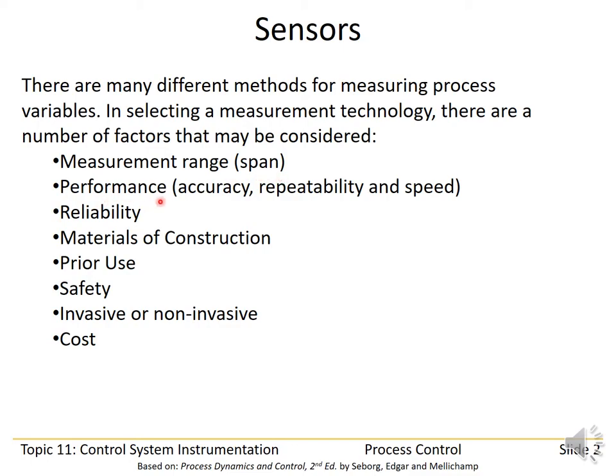Performance, of course, is a critically important consideration, including accuracy, repeatability, and speed. Accuracy, of course, refers to how accurate or correct the measurement is. Repeatability refers to the ability of the measurement device to return the same value for the measured variable under the same conditions. And speed may not be a critically important factor for a laboratory measurement, but for process control applications, the speed with which the measurement can be made is a significant consideration.